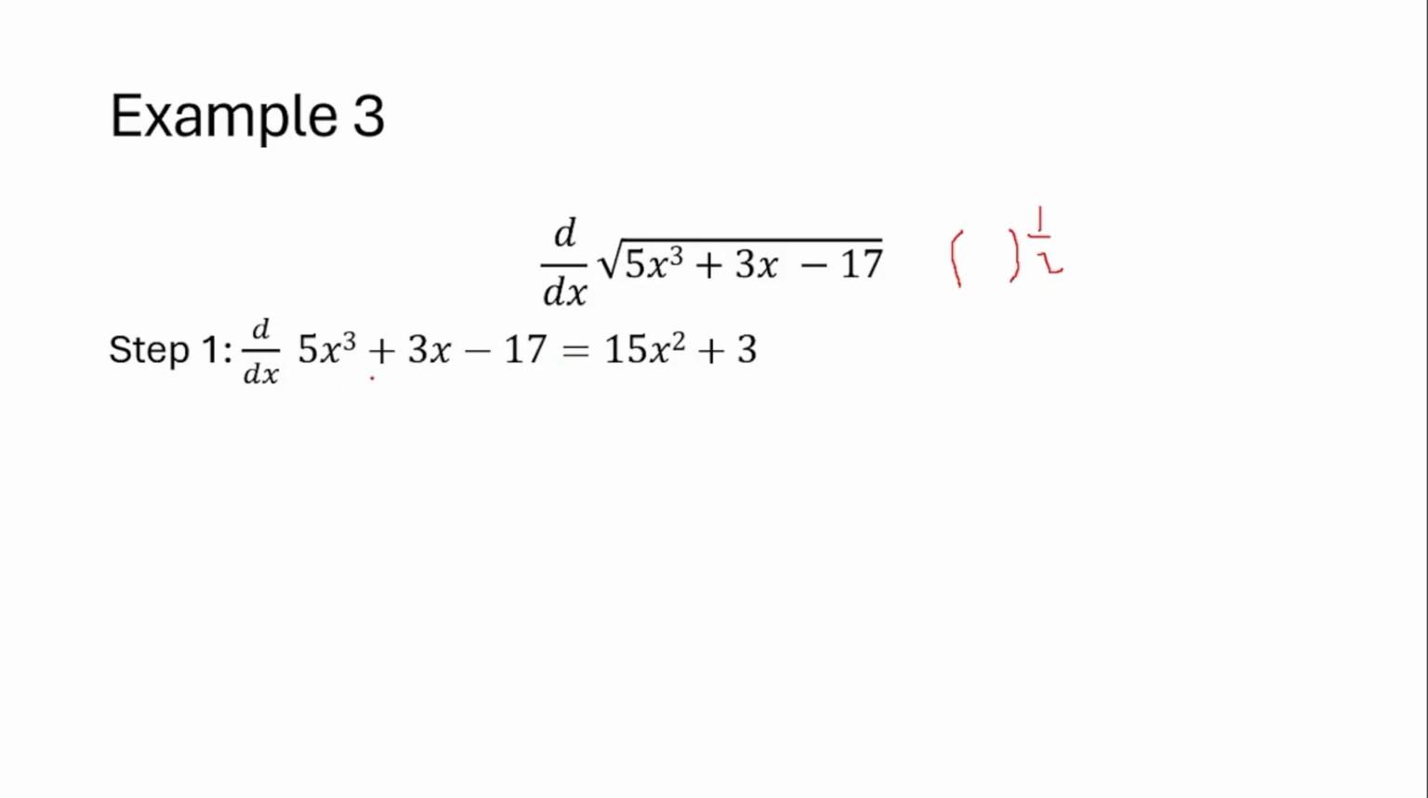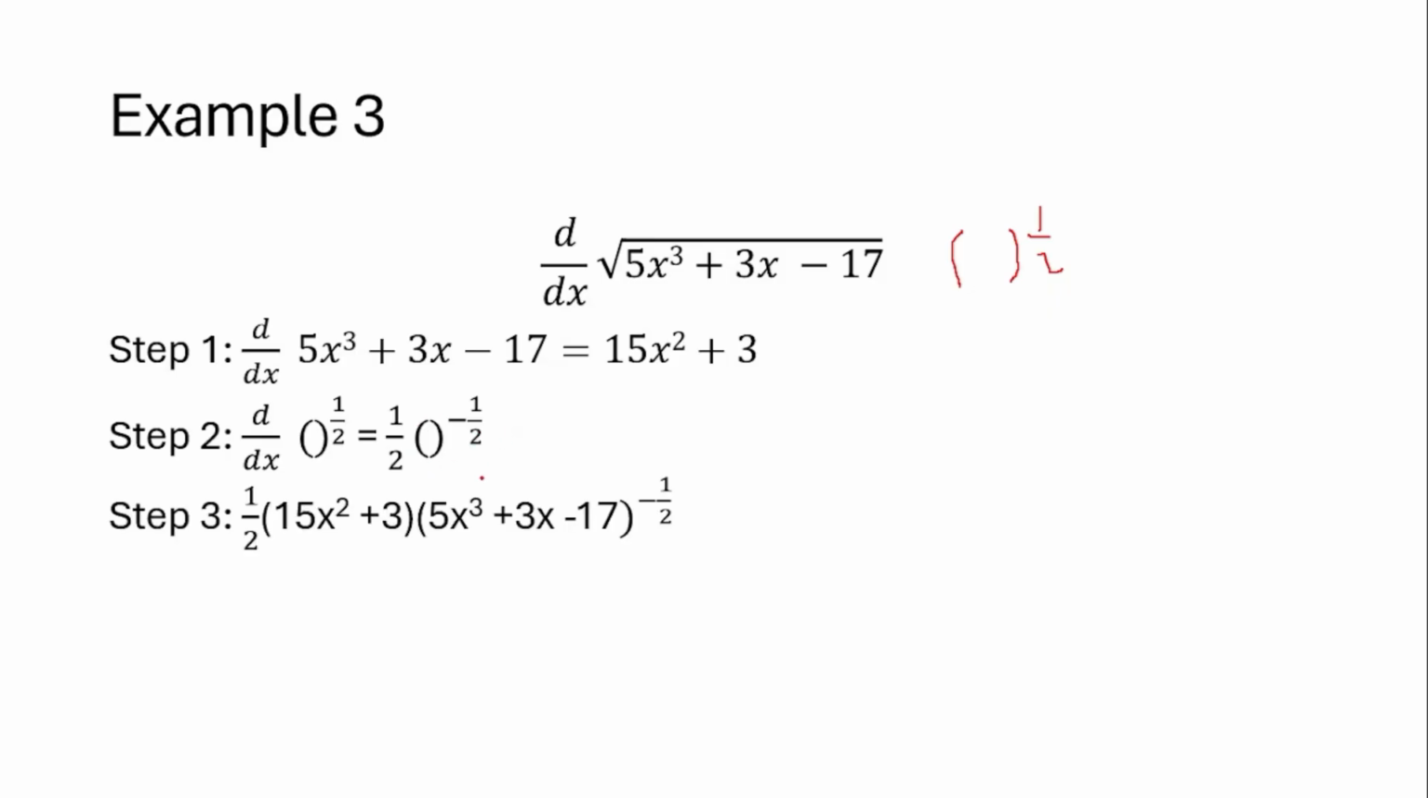So 5x cubed plus 3x minus 17, the derivative of that is 15x squared plus 3. Now for the second step, the outside function, the 1/2 I referenced earlier, you bring the 1/2 down, subtract by 1, and you end up with 1/2 times the inside raised to the negative 1/2. Now for step 3, we will combine those. So multiply this 1/2 times that, and then multiply that times the middle parentheses raised to the negative 1/2.